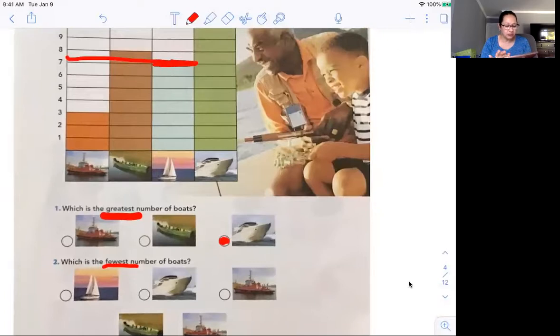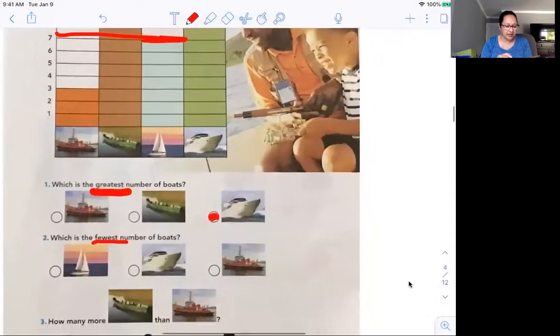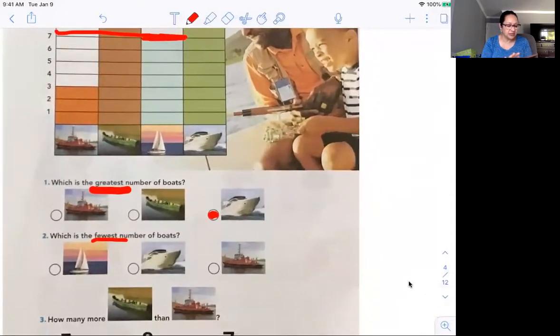The speedboat, remember we said it had 10. See? So right here it has 7. This one has 10. And then what does the tugboat have? 3. So which one has the fewest? That means the smallest amount. What is the smallest amount? 3, 10, or 7? 3, you're right. So the tugboat is the one that you're going to fill in the bubble.